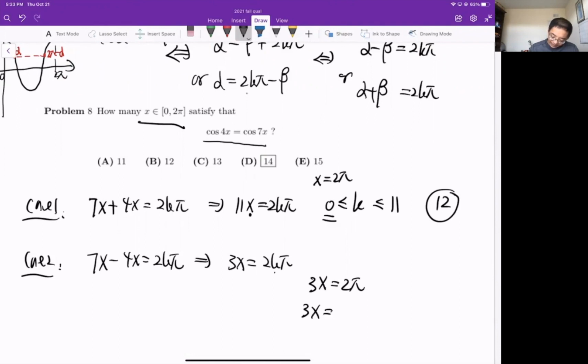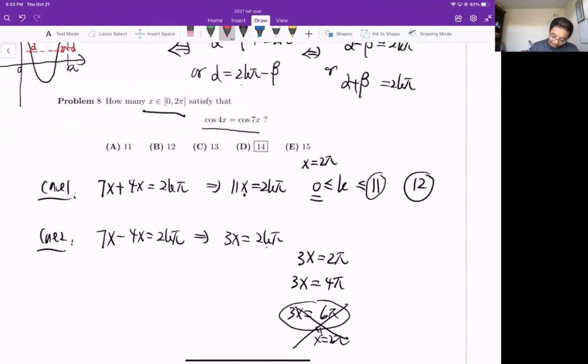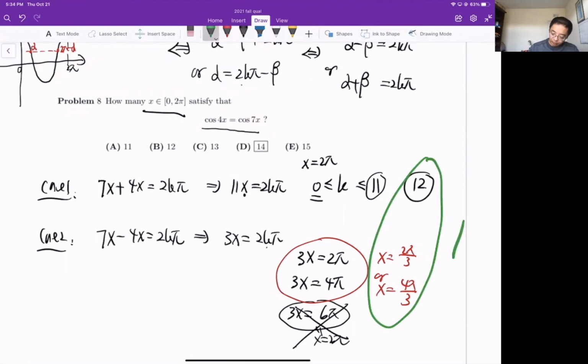And then 3x equals 4π, and 3x equals 6π. But if 3x equals 6π, that's x equals 2π, which is already counted, so we don't need to consider this case. The two new cases are x equals 2π over 3, or x equals 4π over 3. Accordingly, if we combine all the cases together, there are 14 valid x.